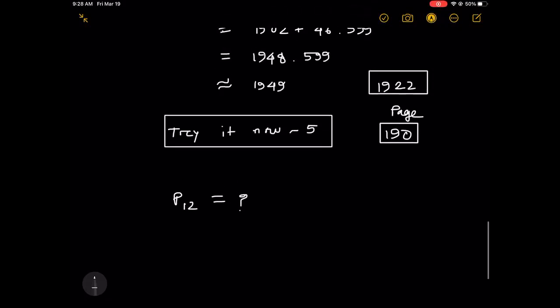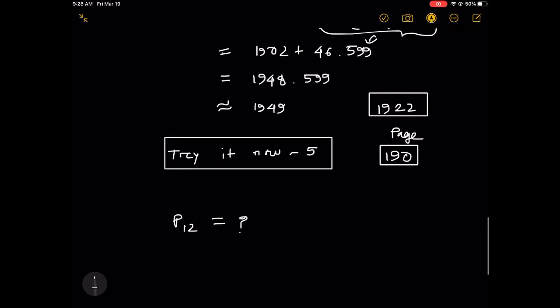Okay, so find P12. And what are the informations you need for finding P12? And what should be the formula? You already have P0 to P11. You already have all the values. Now use these informations to find P12.